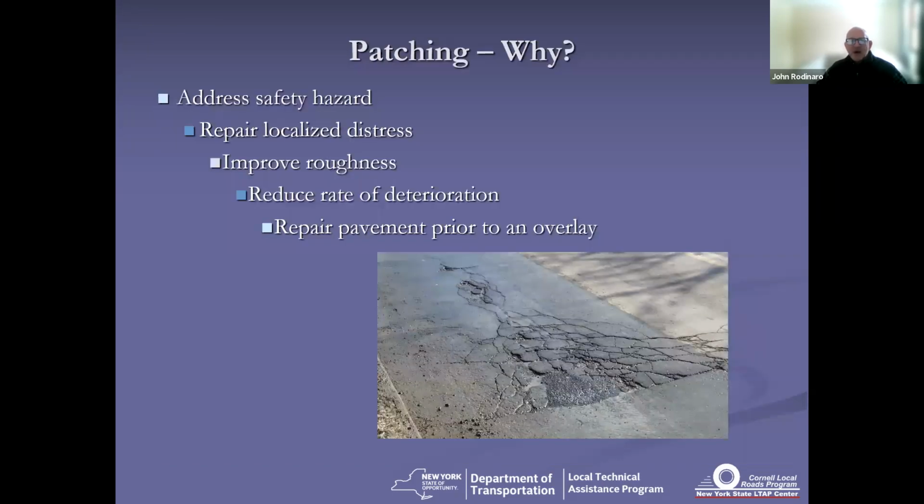So, patching, why? A lot of times we're addressing a safety hazard. You've got to get in there and make it safe for the traveling public. You're also repairing that localized distress. Sometimes you're trying to improve the roughness or the ride quality of that pavement by doing that patching operation. In all cases, you're reducing the rate of deterioration. You're trying to keep that pavement in decent shape until you can get it a more permanent fix. And then sometimes you're even repairing your pavements prior to an overlay. You want to be taking care of stuff that looks like that picture.